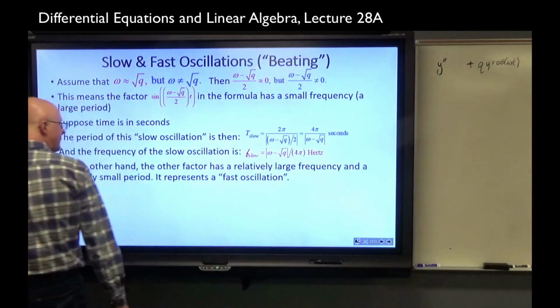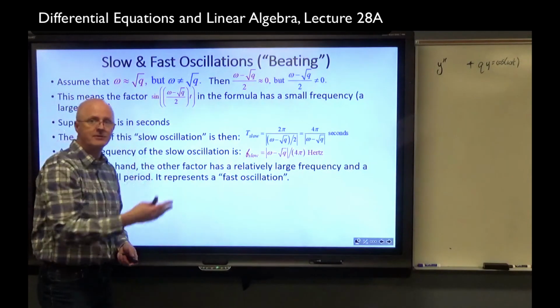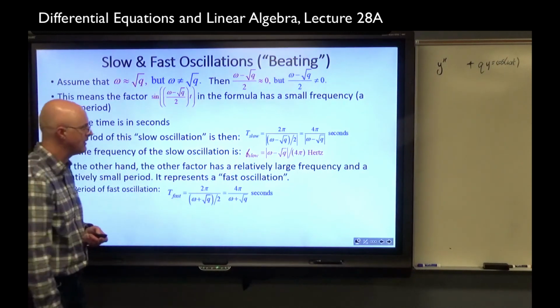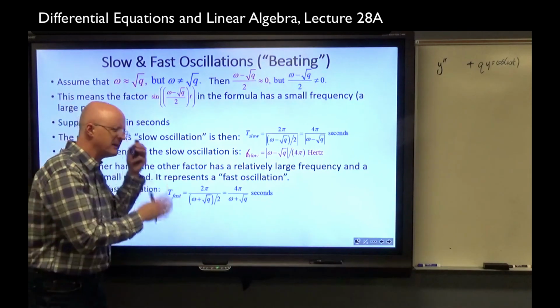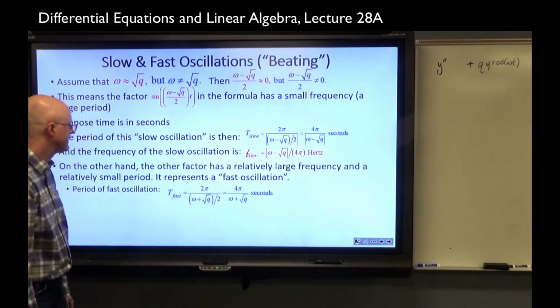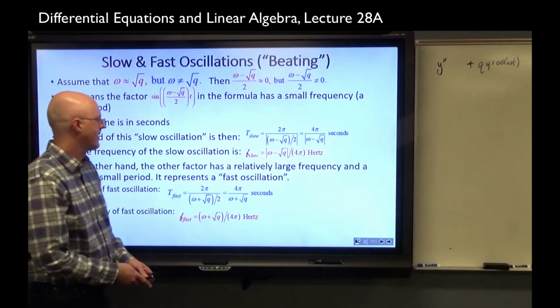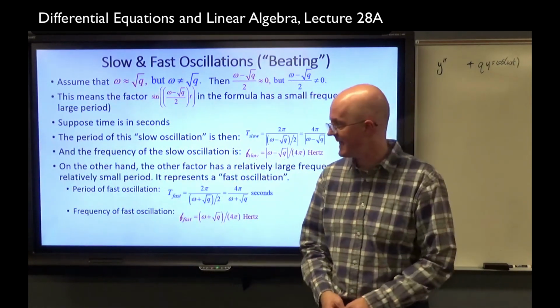On the other hand, the other factor has a relatively large frequency and a relatively small period. That was the omega plus square root of q over 2 inside the sine. And its period is 2 pi divided by omega plus square root of q over 2, which can be simplified to this, and I don't need absolute values here because I'm assuming omega is positive and q is positive. The reciprocal of that is the frequency in hertz. That many cycles per unit time. Cycles per second.